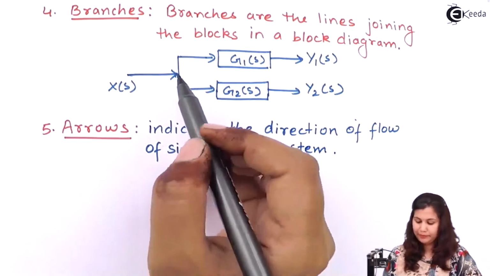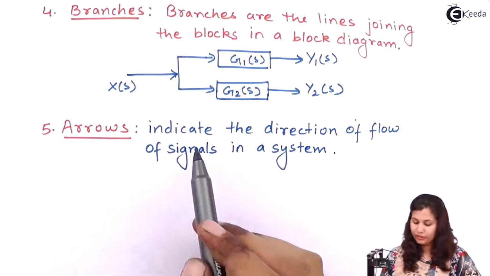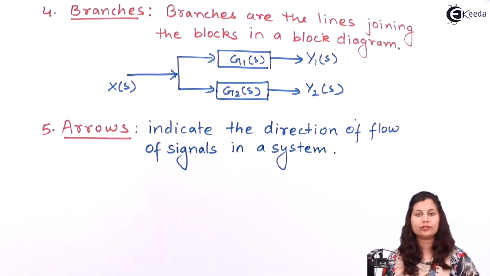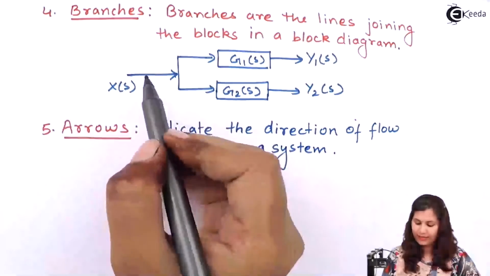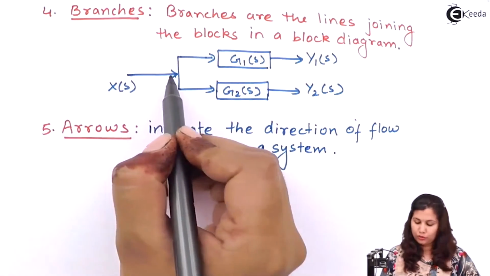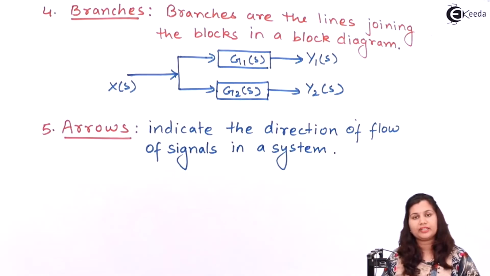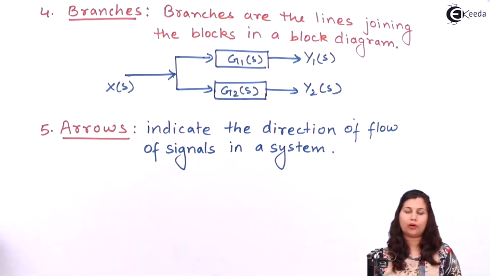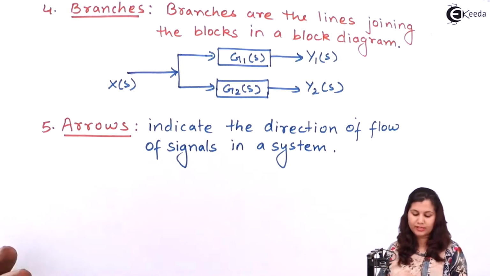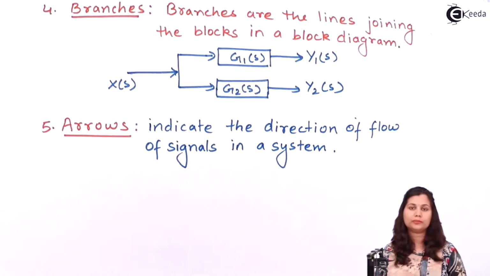Let's take this example. These are the arrows. So they are showing us the direction of flow of these signals. This is the input signal. So this is the direction in which the input signal is flowing through the system. So these were the basic elements of a block diagram, and we will use these basic elements to draw the block diagram for a system. We will draw the block diagram for a closed loop control system.